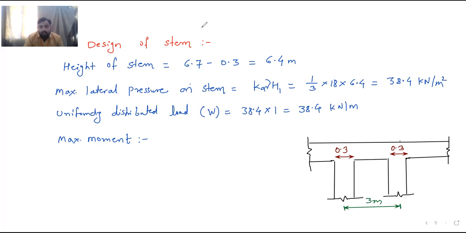So what is this span for our bending moment? This span we need to calculate. This is our length L. This is our span L. And this L, you can calculate as L is equal to this total center to center 3 minus, if this is 0.3, this is 0.3, then half of it is 0.15 minus half of it is 0.15.